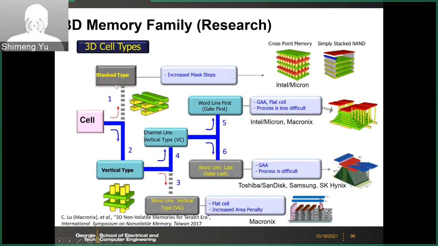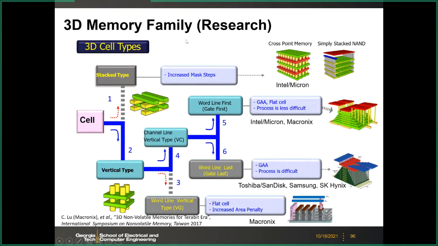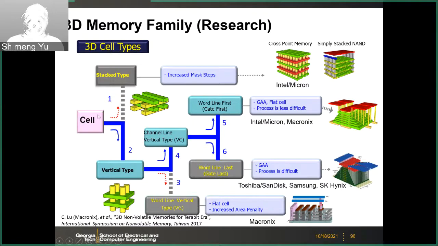So here, let's have this discussion again. This is the 3D memory family, and you can divide it into two categories. The first one is simply stacking. As we discussed, you simply repeat the same fabrication process as a two-dimensional process. So this will increase your lithography mask count. The examples are this cross-point memory, the 3D XPoint, which we will discuss later, that Intel and Micron introduced. And the simply stacked NAND flash, nobody uses that.